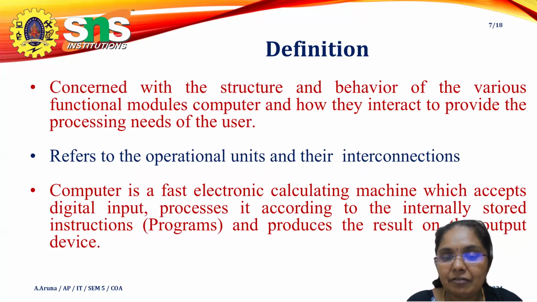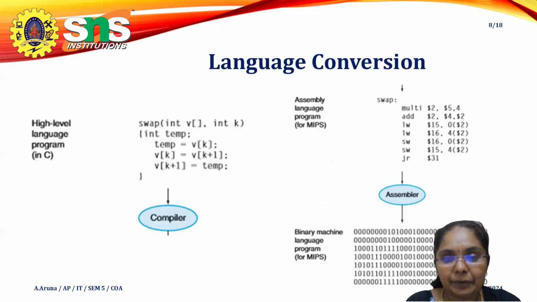A computer is nothing but a fast electronic calculating machine which accepts digital input, processes it according to the internally stored instructions or a program, and produces the result to the output devices. This can be done by the computer.